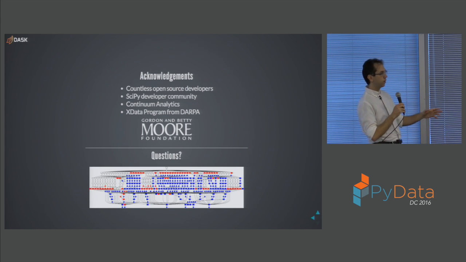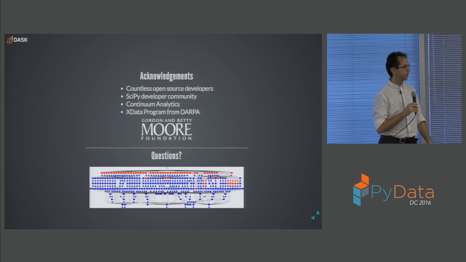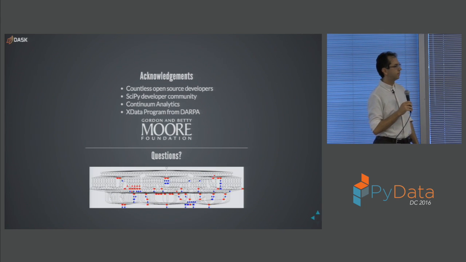I'm going to go to this side of the room for a bit. Anyone over here? How does Dask handle a heterogeneous cluster?